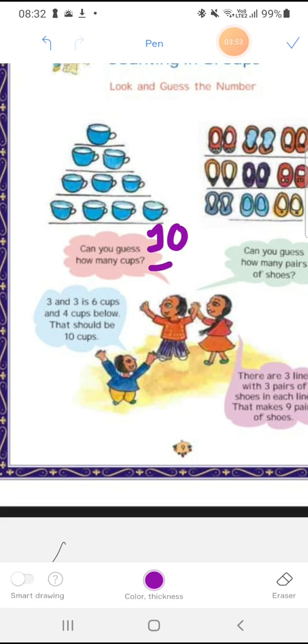10. This is called ones place. This is called tens place. So how did we count then?